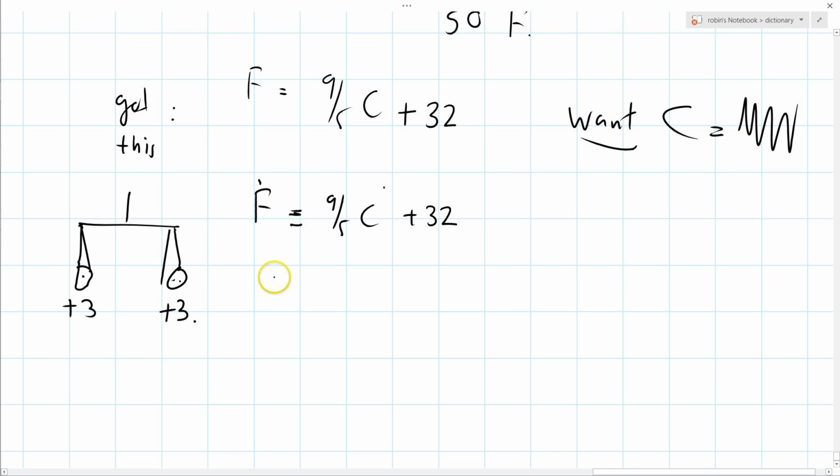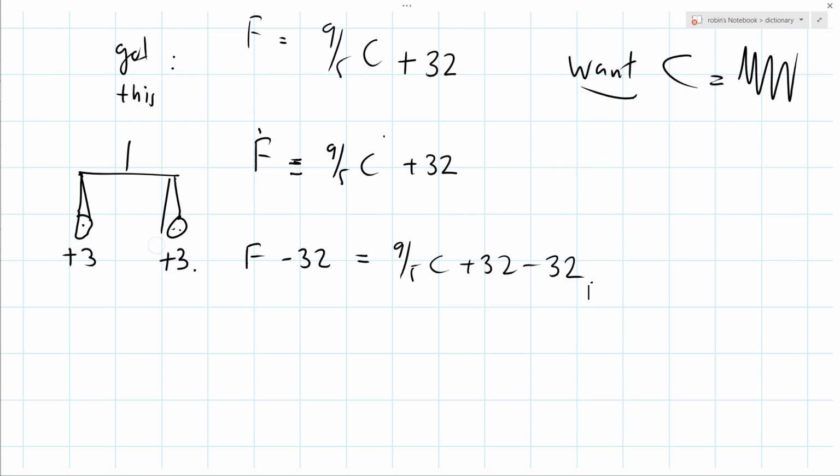So what I'm going to do is I'm going to take F minus 32. I said adding stuff and subtract stuff as well. Equals 9/5 C plus 32 minus 32. What have I done? I've put that on there, that's on the left-hand side of the equal sign, and I've put that on there. See the advantages that I'm getting from writing down the equation. All I've done is subtract 32 from both sides.